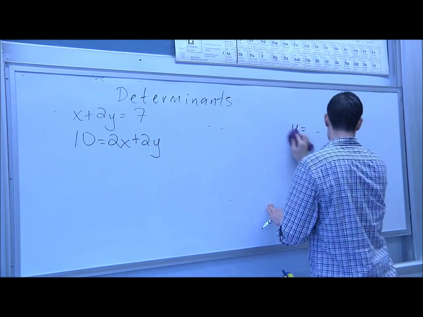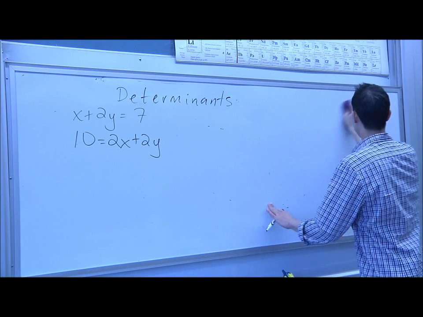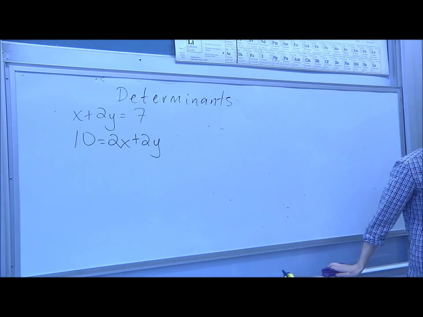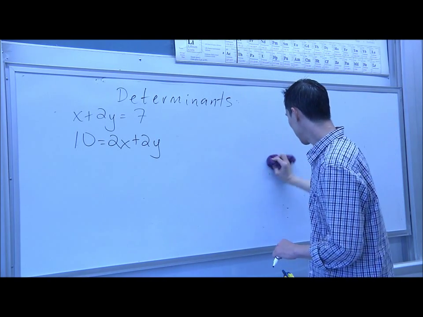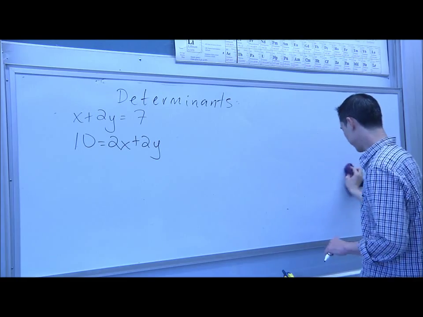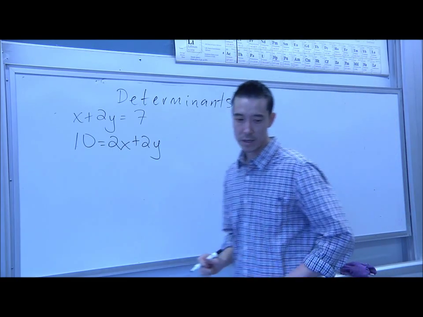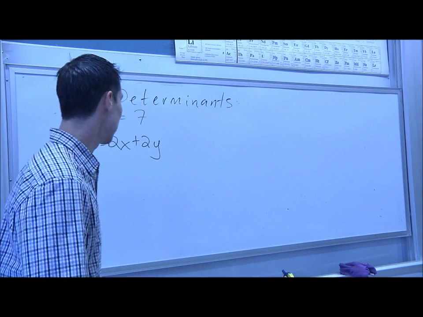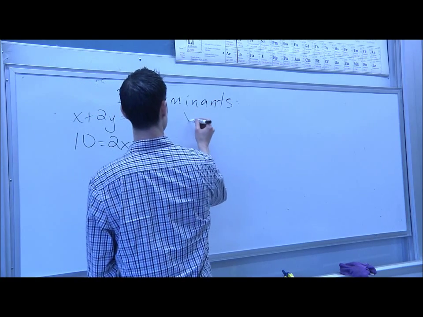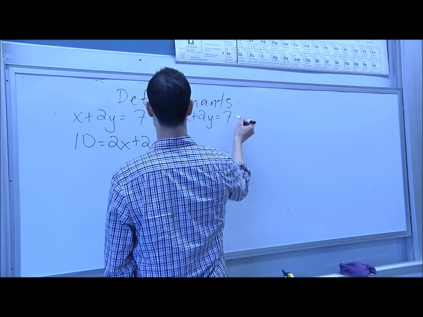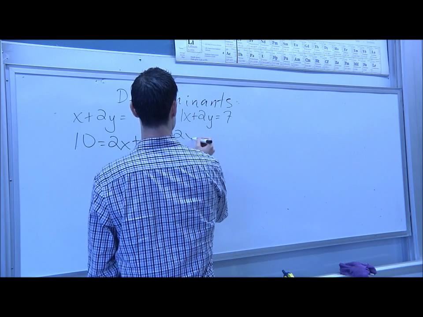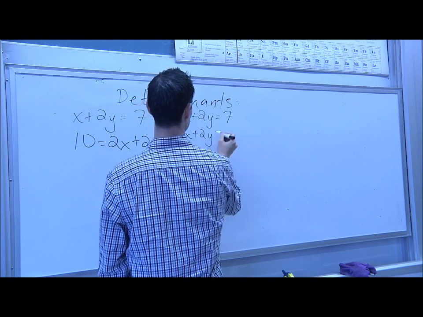Once you've done that, I would like you to solve the denominator determinants. See if you can do those 3 things. While you're working on it, I will do it myself. Put it in correct order first. 1x plus 2y equals 7. 2x plus 2y equals 10.